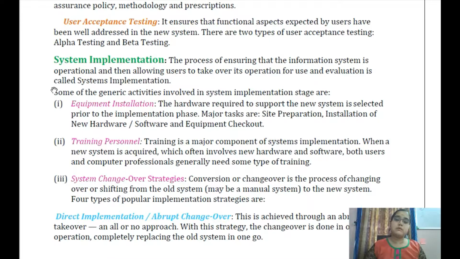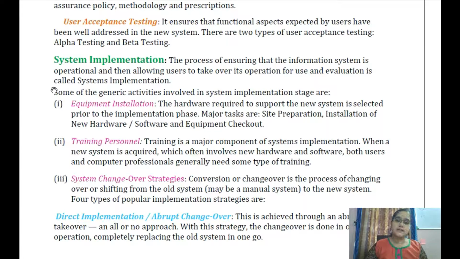Site preparation means the place where the system is going to be built must be kept ready and suitable, or the environment in which the system must work must be appropriate, as described in the documentation. Then comes installation of new hardware and software. If the new system requires a new set of hardware or software for integration among different modules, it must be brought beforehand so that system implementation can be done in a smooth manner.